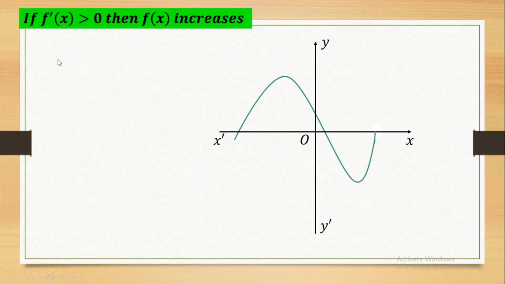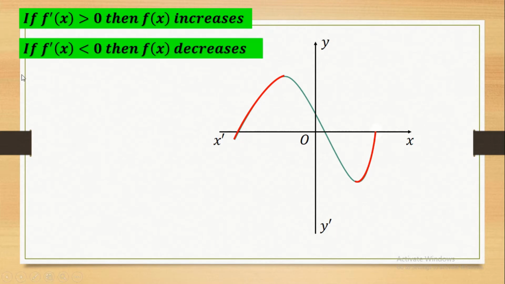Actually, when the derivative f prime of x is positive, then we can say that f of x is increasing. Like what you see here, we have an increasing curve. Here, the derivative f prime of x is positive. On this section also, we have an increasing curve. So here, f prime of x is also positive. And when f prime of x is negative, then we will have a decreasing curve.